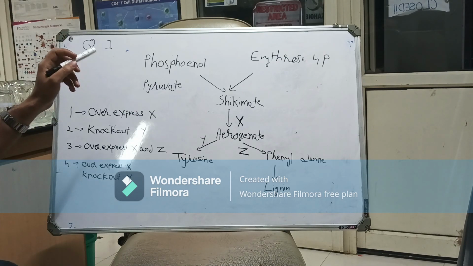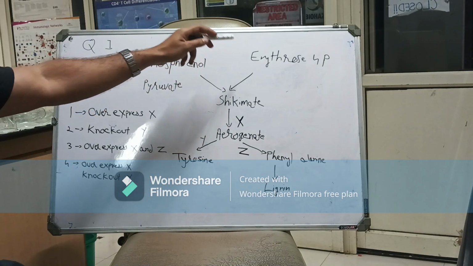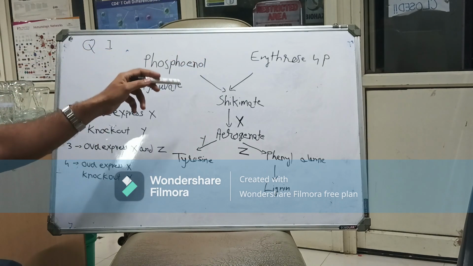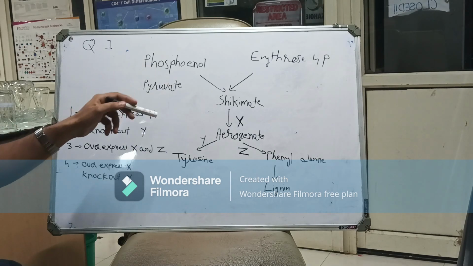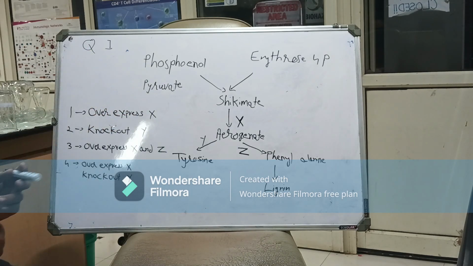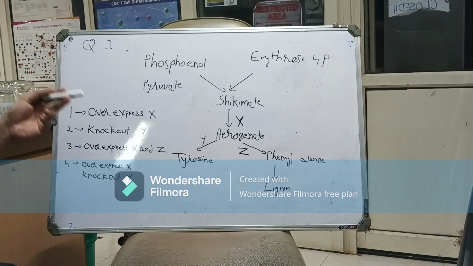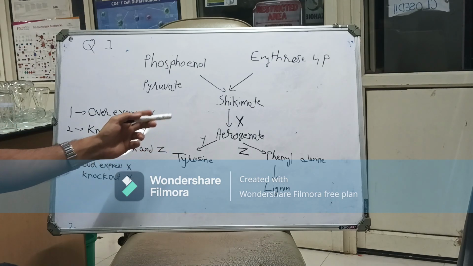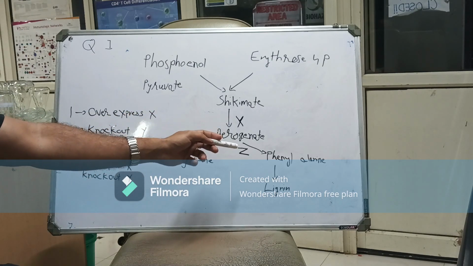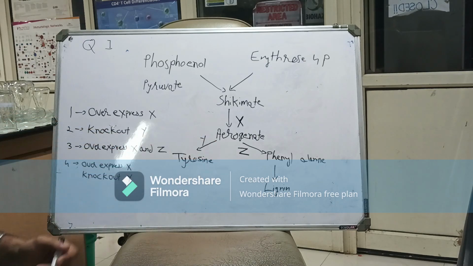There are two initial compounds, phosphoenol pyruvate and erythrose 4-phosphate. They both combine to produce shikimate, which is converted to arogenate by enzyme X. Then arogenate is converted to two different options. Enzyme Y converts it into tyrosine and enzyme Z converts it into phenylalanine, which further down the line leads to lignin synthesis.